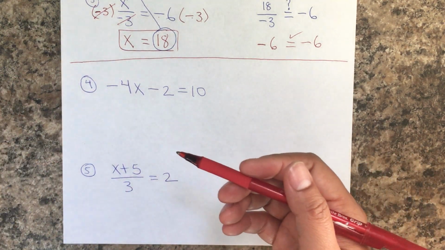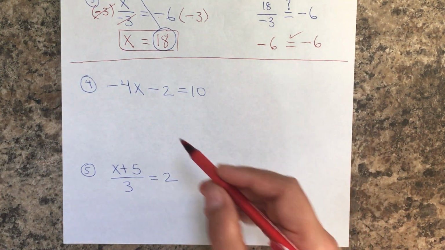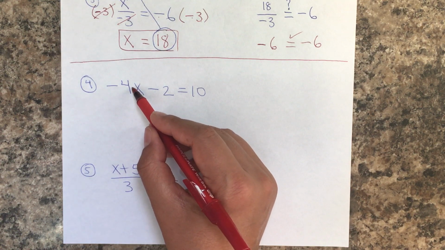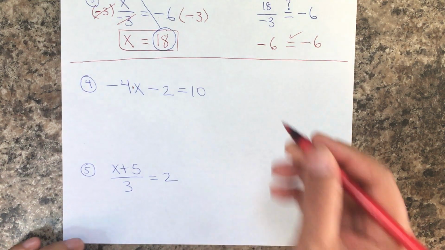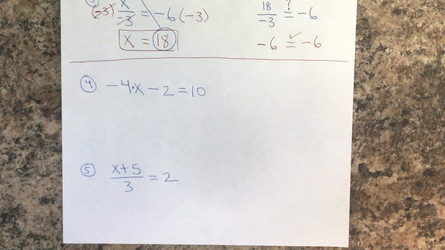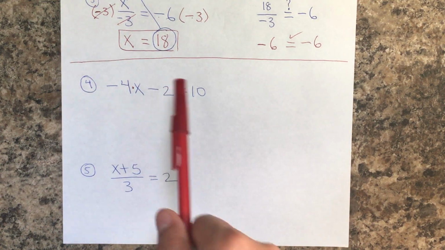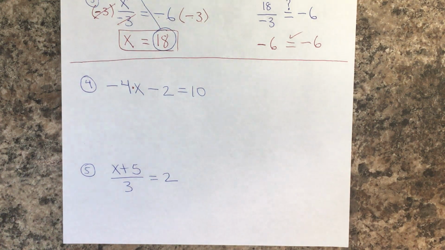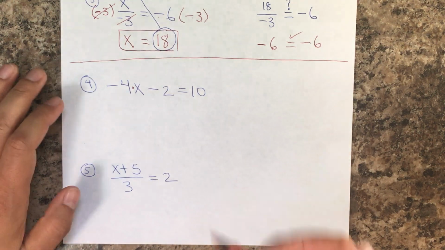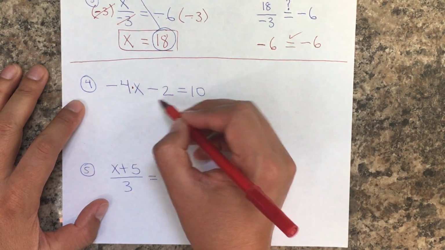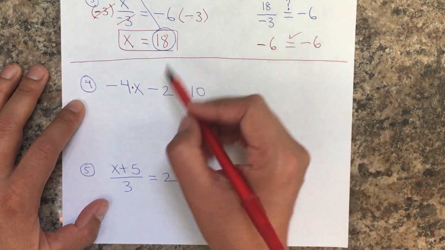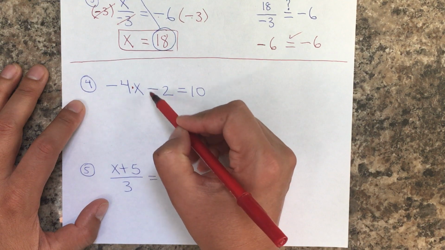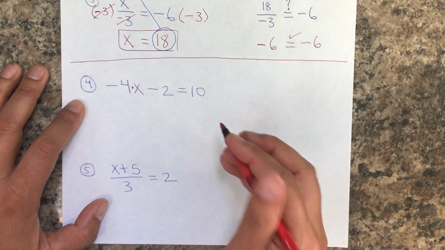In here we have two-step equations. So we have a multiplication because there is nothing in between the number and the x, and we have a subtraction. For equations, we're going to cancel the subtraction and addition first if there is no division.